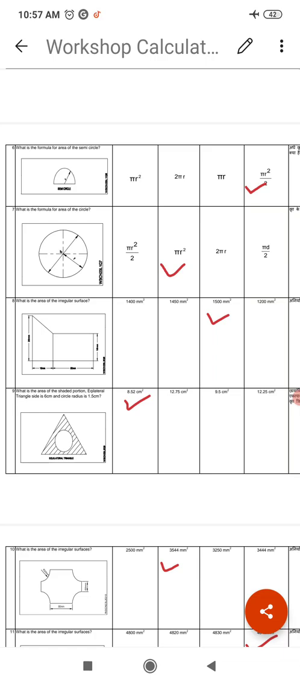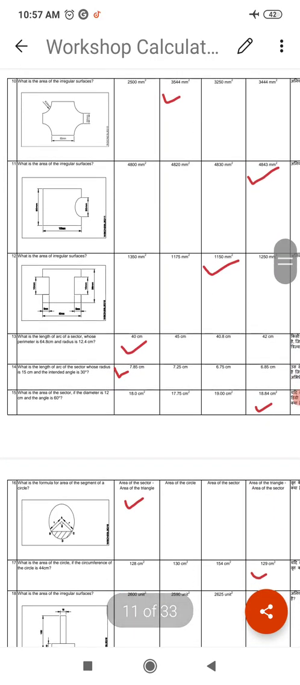Okay. Next question. What is the area of irregular surface? Shown in the figure, its answer is 3544 mm square, option B. Next, what is the area of irregular surface shown in this figure? Please see the figure and calculate its surface area. Its answer is 4843 mm square.